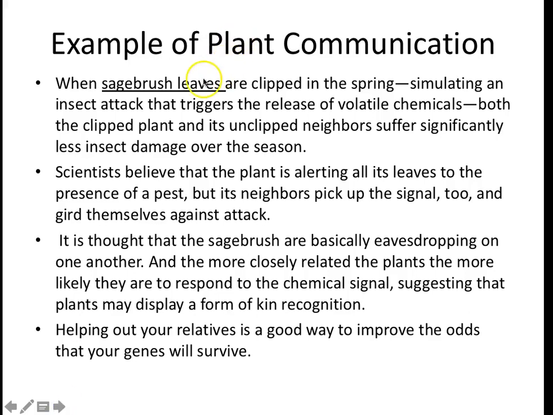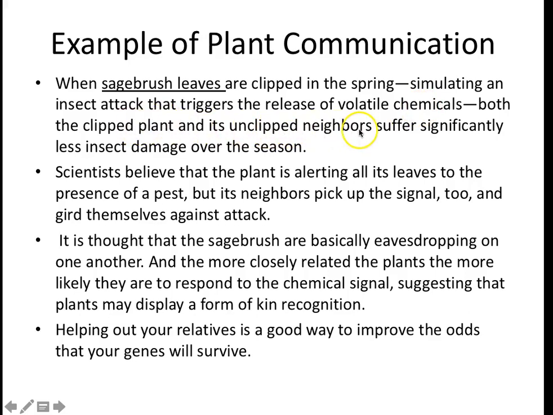All right, plant communication. This is something quite interesting. Sagebrush is something that you see in the West. Traditionally, they get clipped in the spring. When we do the clipping, we're doing the same thing as maybe an insect might do to start to eat the sagebrush leaf. Whether you clip it yourself or an insect clips it, it stimulates an insect attack response and the release of volatile chemicals.